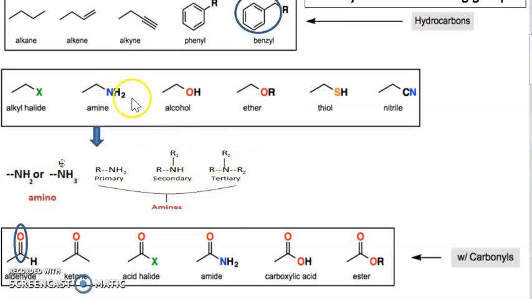Now replace NH2 by a hydroxyl group, OH, and you will have a functional group of alcohol. And then replace hydrogen with a carbon-containing group, R group, and you will have an ether.